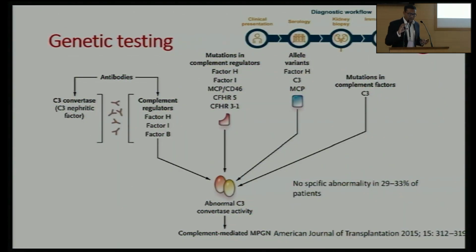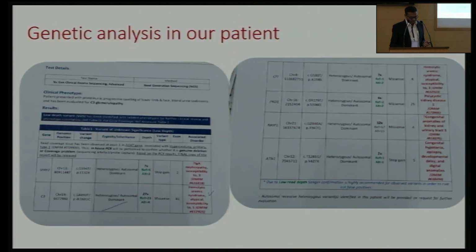Genetic testing is important in these patients. There could be multiple causes, so one is acquired, like antibodies. You should test for C3 nephritic factor and complement regulator antibodies, although these are less common. And then you can have mutations in complement regulators like CFH, CFI, MCP, complement factor H related proteins, allele variation, and mutation in C3, which is the initial part of the complement activation system.